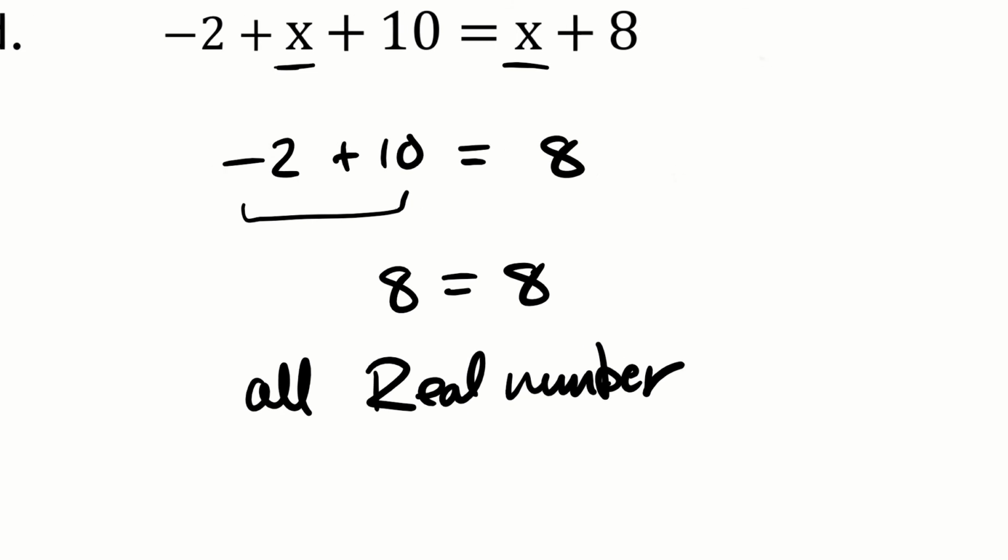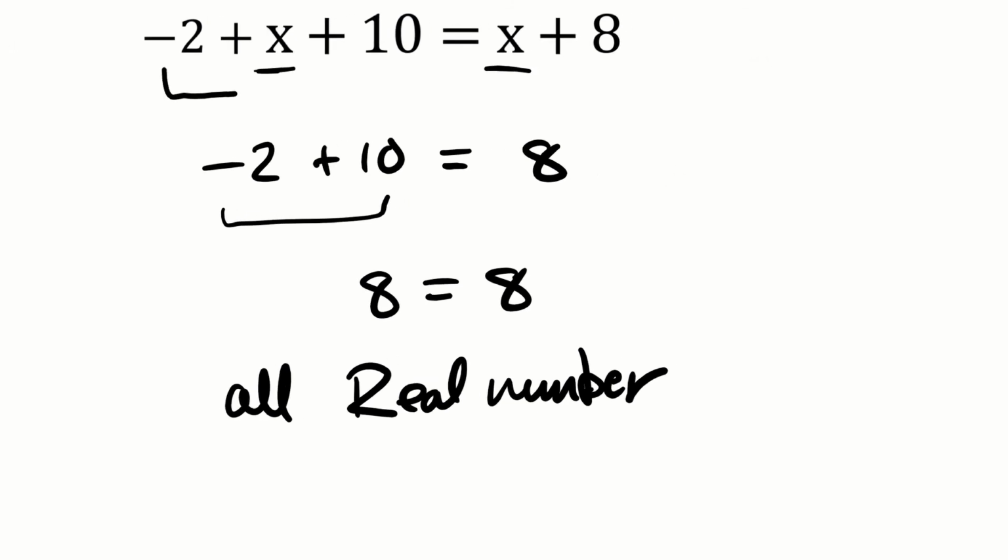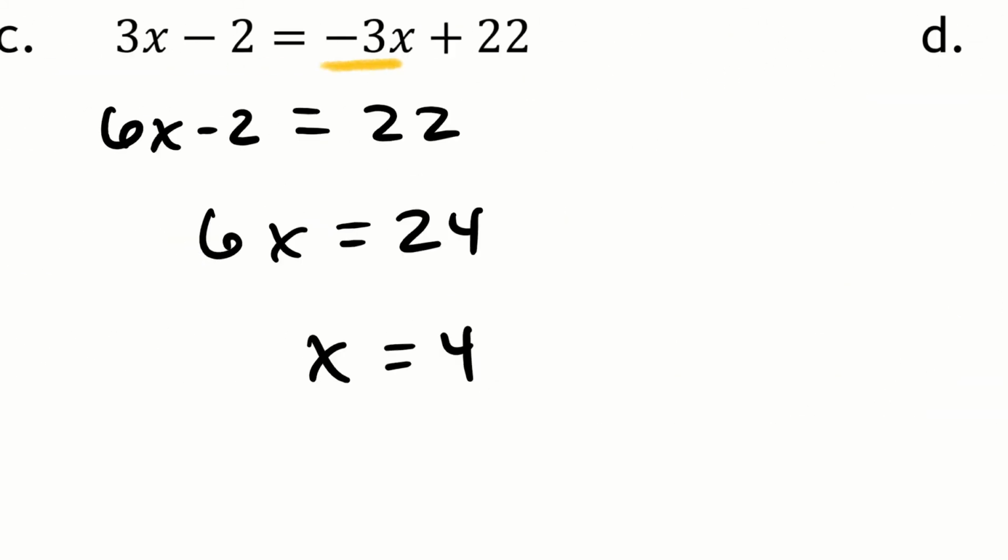Another way of thinking about this is if I look at these as equations of lines that are simplified, this line right here has a y-intercept of 8 and a slope of 1. This, when I simplify by adding the negative 2 and 10, also has a y-intercept of 8 and a slope of 1. So if I think about the left and right hand side as lines, these are two lines that are parallel and they have the same y-intercept. So basically any value of x would make both sides the same. Let's move on to E.